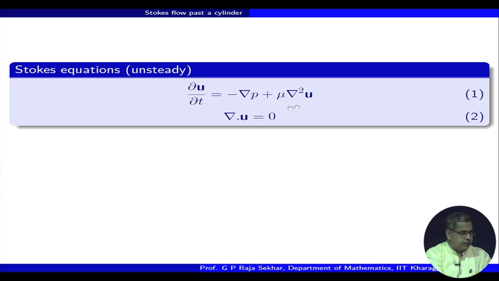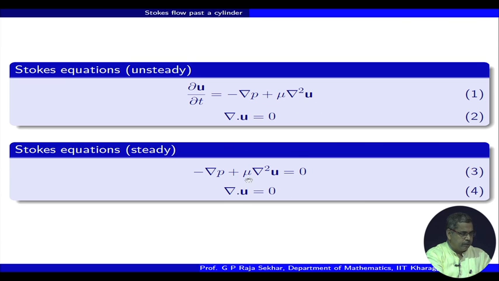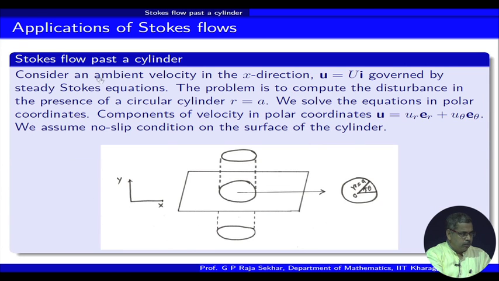So let us consider the Stokes equation. This is conservation of mass and then momentum balance. You have seen the unsteady case, then the steady case, where we have viscous terms and pressure terms, and this is the equation of continuity. Now let us introduce the problem. As I indicated already, we are considering uniform velocity at far field, and we are placing a cylinder and discussing flow past this cylinder.